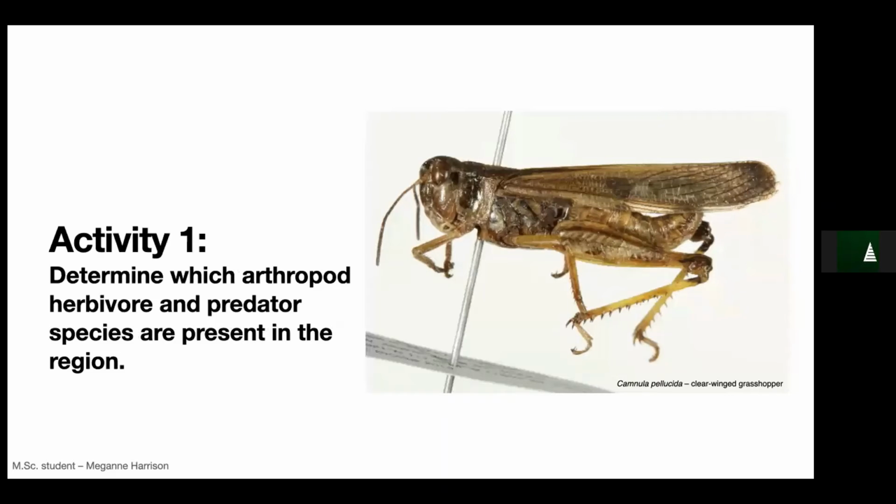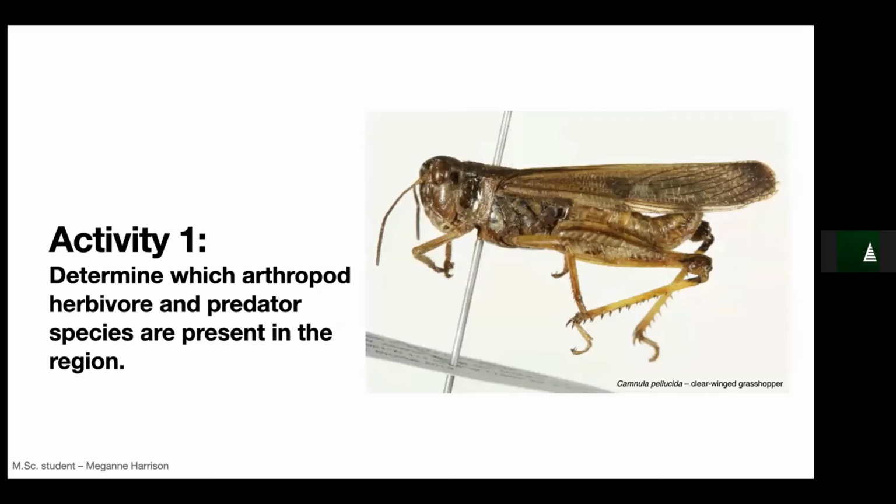Megan, so on the bottom left, I always show who's going to be leading up whichever portion of the work. Megan is going to be doing a couple of activities. The first activity, and it's similar to what Keith was discussing there, is to determine which arthropod, herbivore and predator species are present in the region.